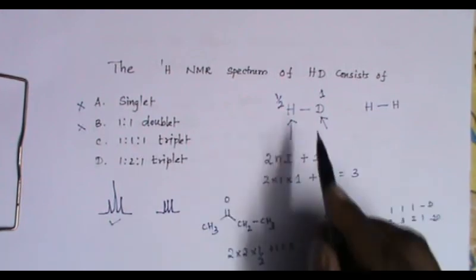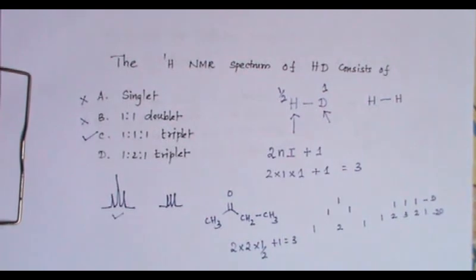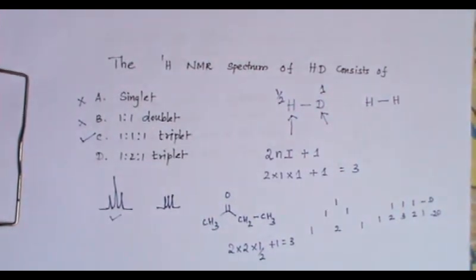Here we have only one deuterium atom, so the correct answer is a triplet with the intensity ratio 1:1:1.